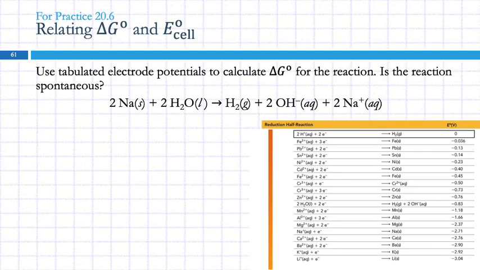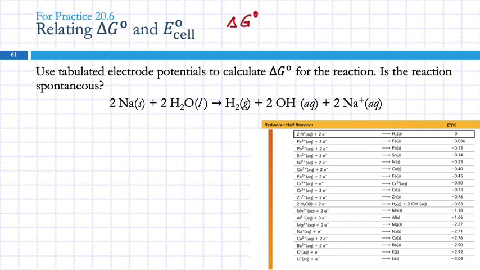Use tabulated electrode potentials to calculate delta G0 for the reaction. Is the reaction spontaneous? We could also do this by looking at one of the other tables in the appendix that had delta G formation for all these things, but here we don't have that, so we're going to have to do it a different way. So we're going to use that equation.